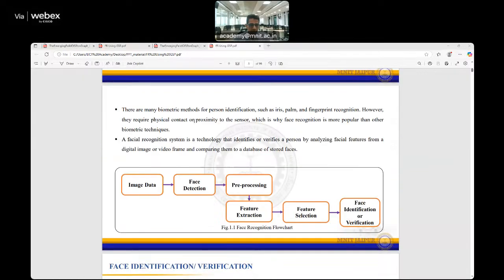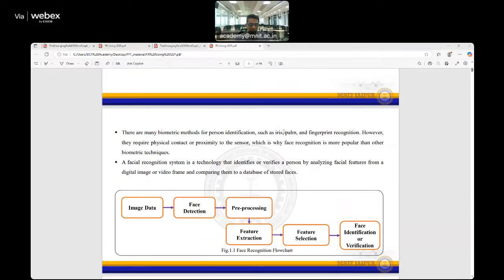Before going towards it, there are many biometric methods for person identification, that is iris, palm, and fingerprint recognition. However, they require physical contact or proximity to the sensor. But face recognition doesn't require it.